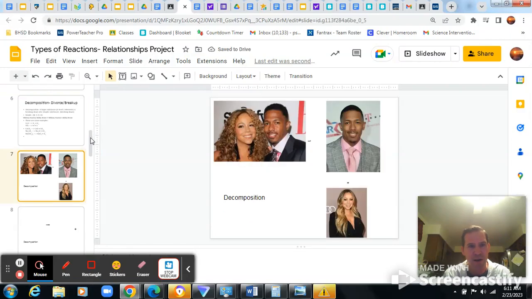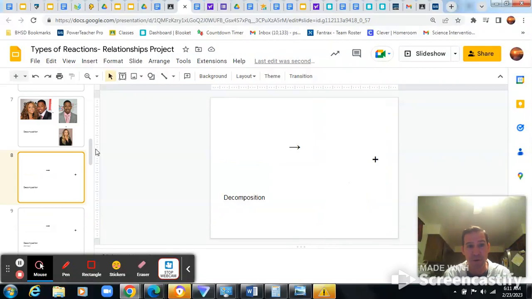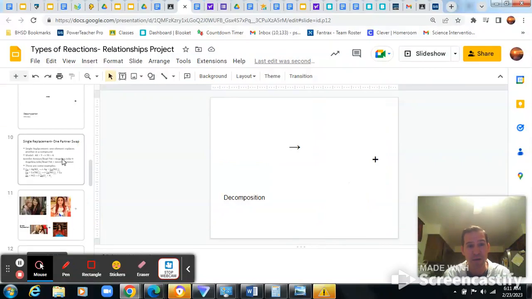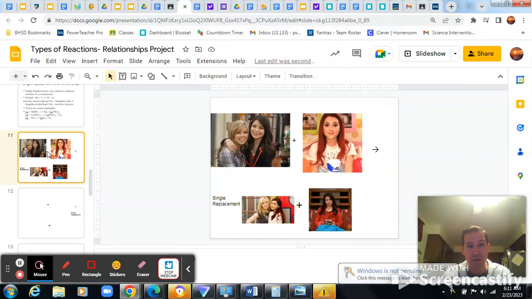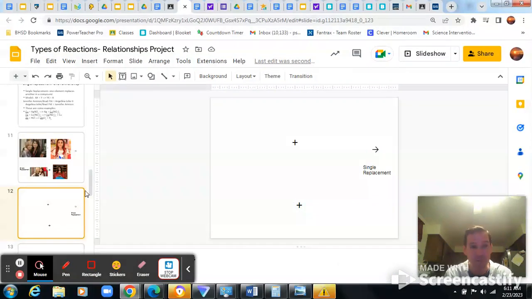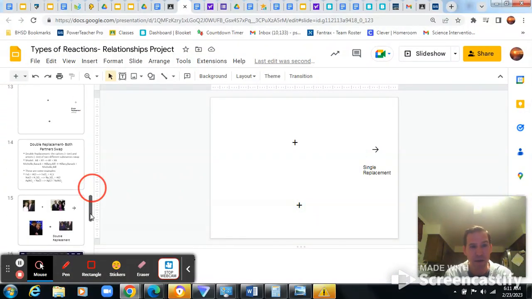All right, and then decomposition, we know that that's the split up. So Mariah Carey and Nick Cannon, that was my example. So then you do one of a split up. All right, single replacement. All right, so there's my celebrity example. Once again, showing you it doesn't have to be a romantic couple, it just has to be people together. And then you do one for the single replacement.